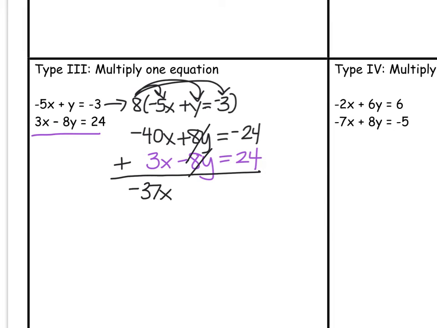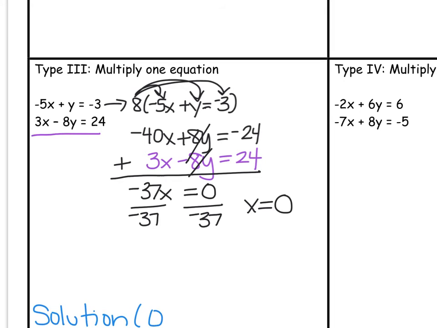These guys are going to cancel out. And 24 plus 24 equals 0. If I divide by negative 37, we end up getting x equals 0. So that's part of our solution.